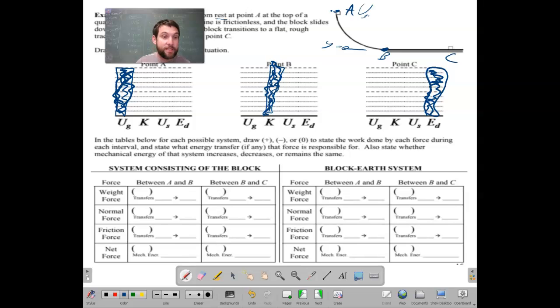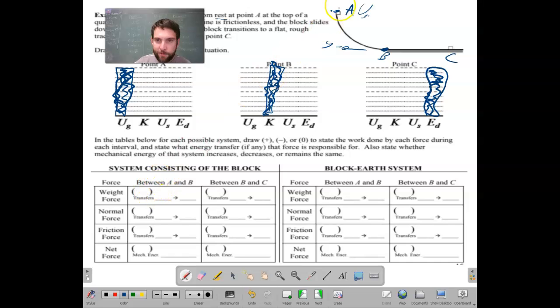So the only way to increase mechanical energy of a system is to have an external force acting in the same direction as your displacement. That will add energy to the system. Meanwhile, if you have an external force acting in the opposite direction of your displacement, you're going to remove energy from the system.